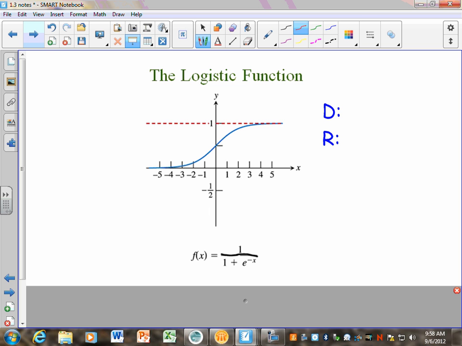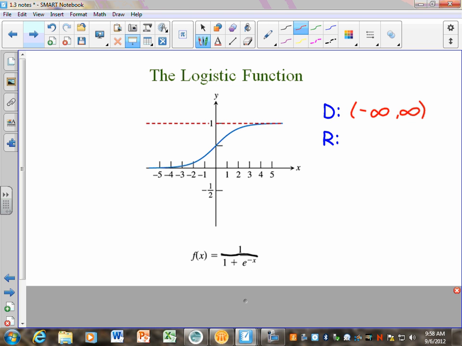The domain on this, again, if you have e to the x in your problem, you can have whatever you want in there. You can plug whatever number you want in there for x. And if you look, this side's going to go to the left forever, this side's going to go to the right forever. So our domain is all real numbers.